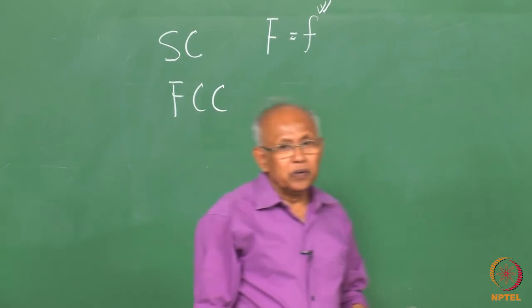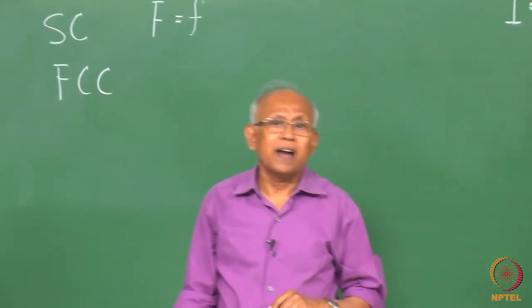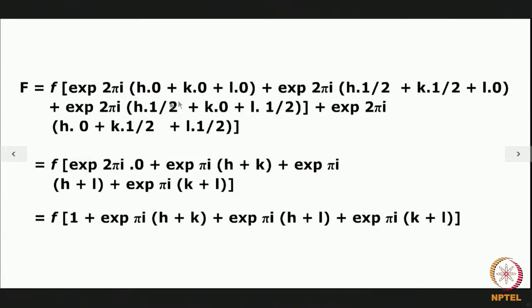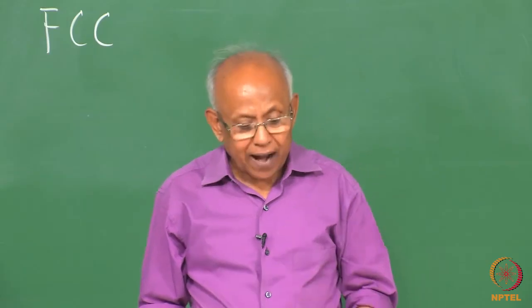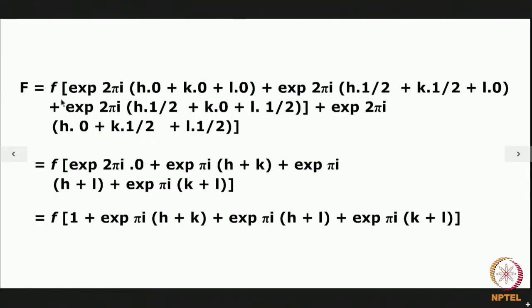Now, in FCC, we know that there are 4 atoms per unit cell, and they are located at the fractional coordinates 0 0 0, half half 0, half 0 half and 0 half half. So, you see that capital F has to be calculated over 4 atoms, because in the unit cell there are 4 atoms. So, we write down all those 4 terms: f exponential 2 pi i (h into 0 plus k into 0 plus l into 0), plus exponential 2 pi i (h into half plus k into half plus l into 0), plus exponential 2 pi i (h into half plus k into 0 plus l into half), and exponential 2 pi i (h into 0 plus k into half plus l into half).